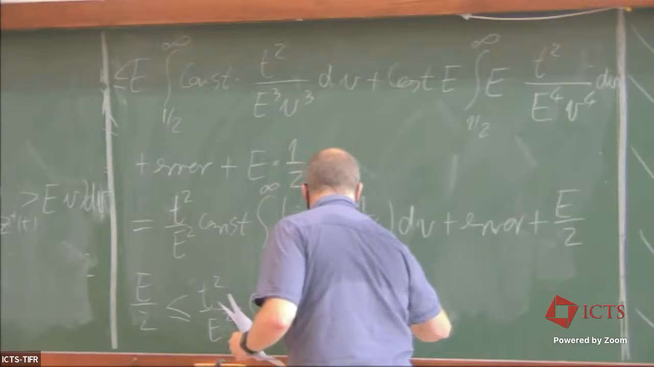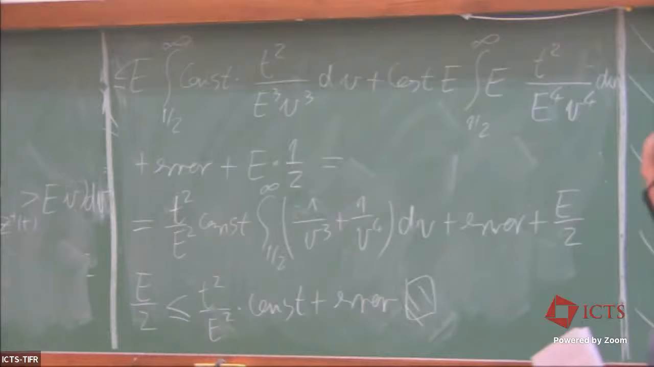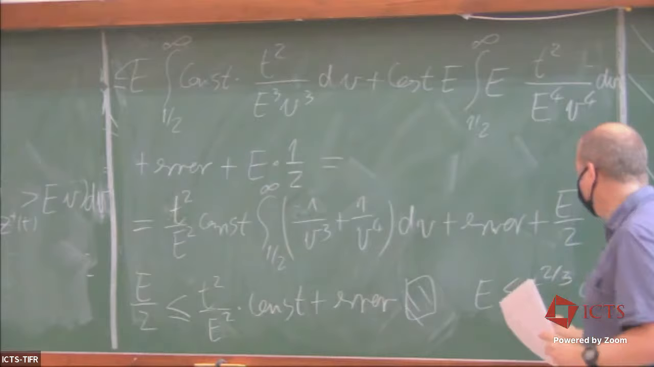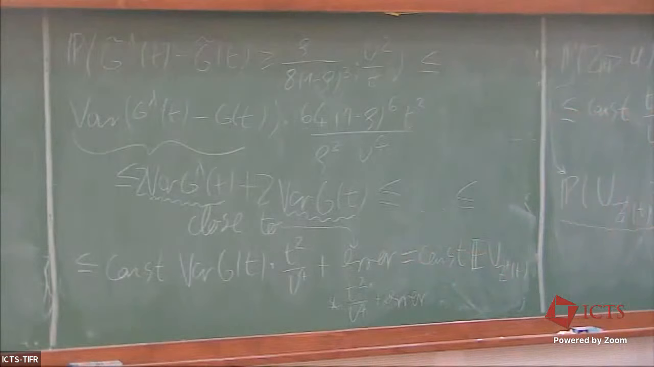Rearrange: E cubed is smaller than t square. E is t to the 2/3. Okay, so E is bounded by t to the 2/3 times a constant. And of course, E was the expectation of the exit weight, which was equal to the variance of G by that lemma we proved in the beginning of the class. So I have that the variance of G is less than t to the 2/3. And that's it. Thank you very much.